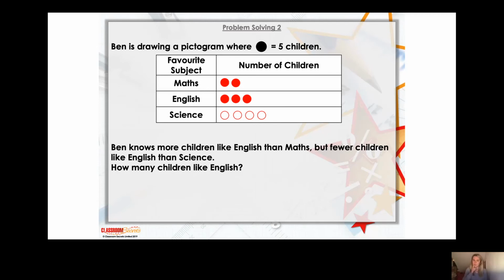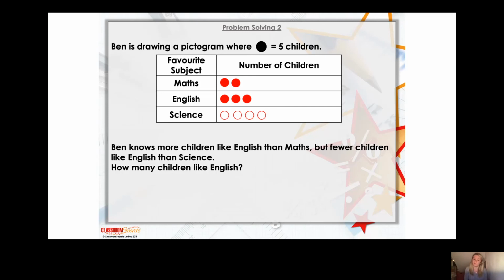Now, can we add any more circles? Well, no. If we add another circle to maths, we'd have to add another circle to English, which would give us 4 pictures in English, and we have 4 pictures in science. But our question says fewer children like English than science. So we need to make sure that there's less circles for English than for science. And if we add another circle to English, it would be equal to science. Okay, fantastic. Well done, year 2.